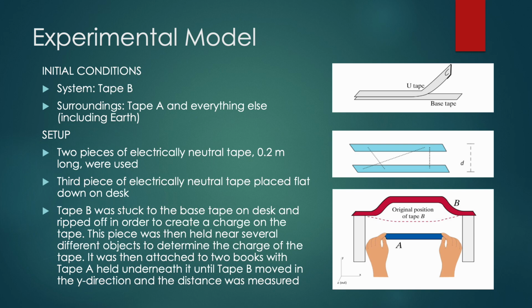The setup was that two pieces of electrically neutral tape, 0.2 meters long, were used. The third piece of neutral tape was placed flat down on the desk, as seen in the top right picture, as the base tape. Tape B was stuck to the base tape on the desk and ripped off in order to create a charge on the tape. This piece was then held near several different objects to determine the charge of the tape, and it was then attached to two books with tape A held underneath it until tape B moved in the upwards y direction, and that distance was measured, which is seen in the bottom right picture.